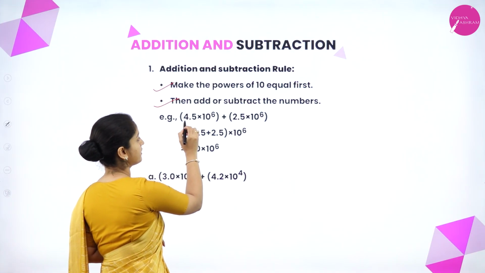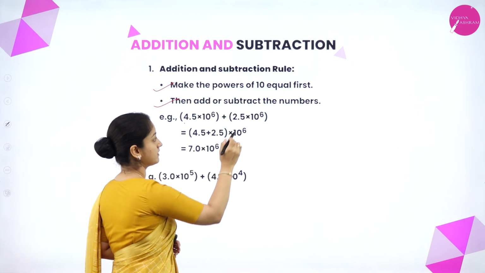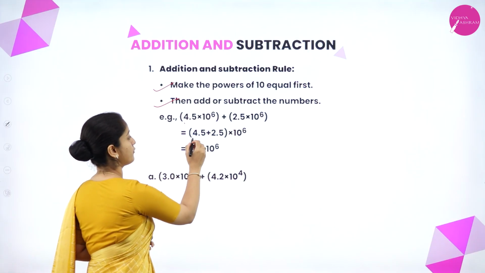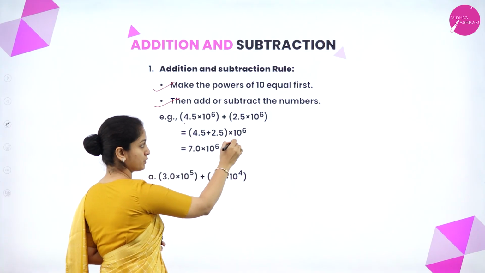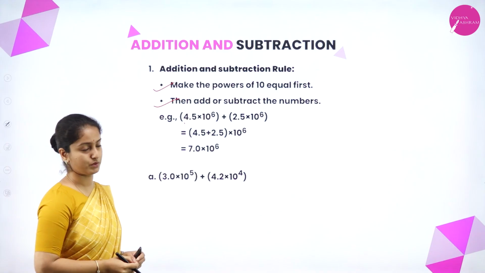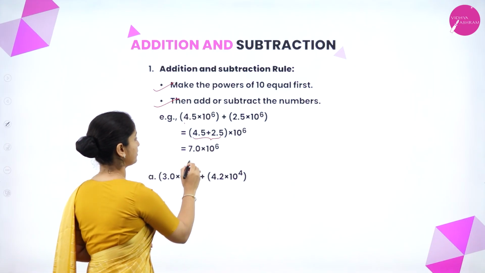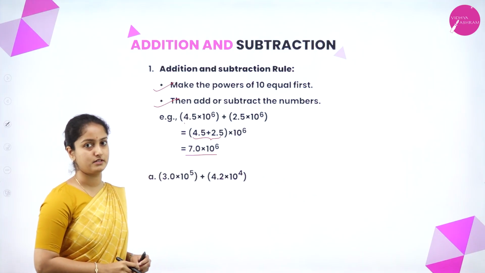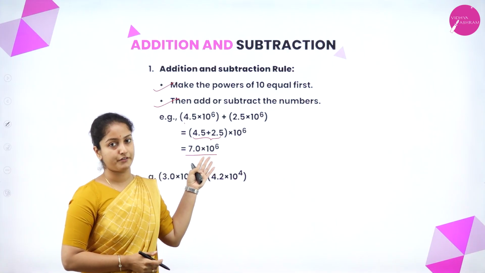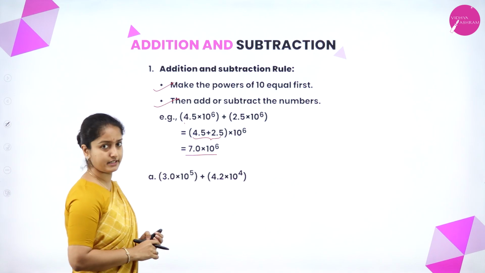Here is an example: 4.5 into 10 power 6 should be added to 2.5 into 10 power 6. That is, 4.5 plus 2.5, into 10 power 6, where the common factor has been taken out. After adding 4.5 and 2.5, you arrive at the answer 7.0 into 10 power 6. In addition, you have to take the common base with the common exponent. Let's try the other example.